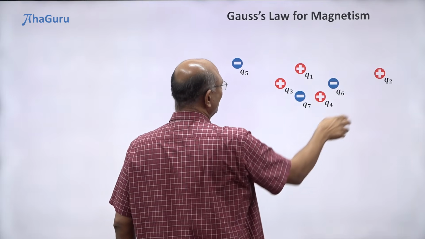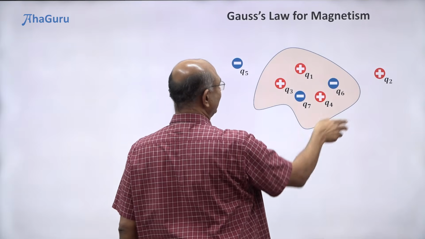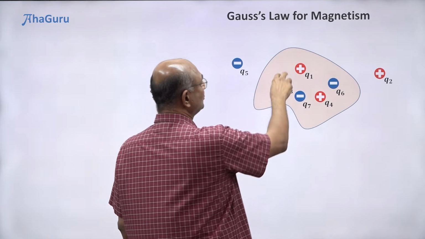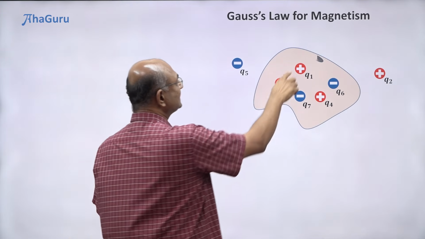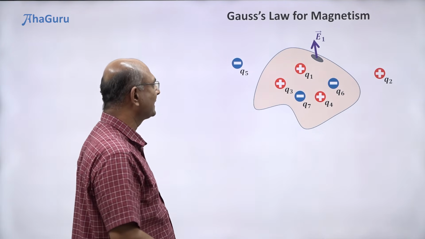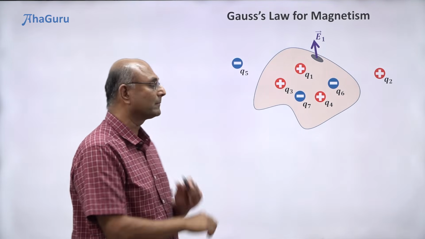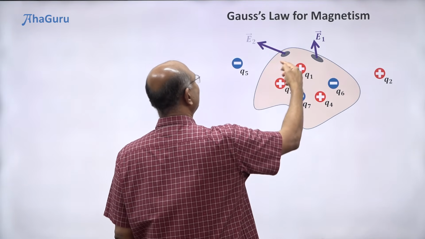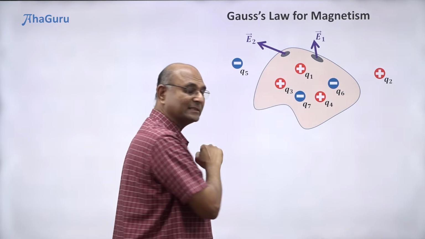I can choose a closed surface like this. It's my choice. I can choose any closed surface. So if I choose a closed surface like this, then everywhere on the surface there will be some electric field, and that electric field will be produced not just by the charges inside but also by the charges outside. So if I pick this place, there's going to be an electric field that way. Let's call it E1 vector. Now this E1 is produced by all the charges inside as well as outside together. Similarly, if I pick this small tiny area on the surface, there's going to be an electric field E2. This is the net electric field produced by both inside and outside charges.